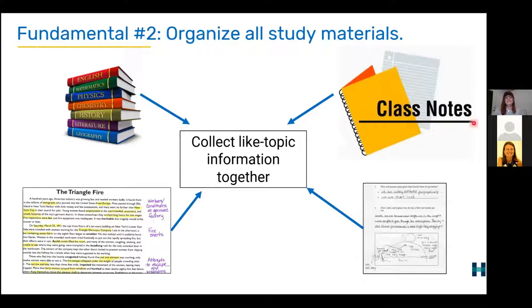So instead of just reading all your notes from beginning to end, then looking at the textbook from beginning to end, then looking at the worksheets from beginning to end, combine your notes, your worksheets, your readings, and the text about the same topic.